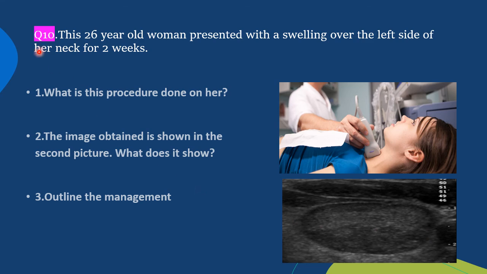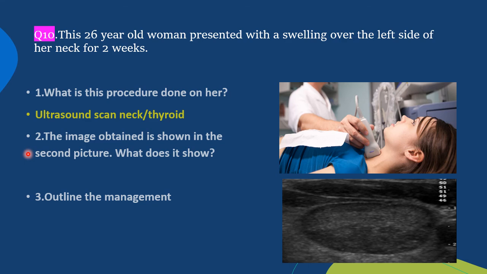Question number 10. This 26-year-old woman presented with a swelling over the left side of her neck for 2 weeks. What is the procedure done on her? Okay, this is the patient, ultrasound probe. Okay, the examiner placing an ultrasound probe, and this is the ultrasound scan of the neck and thyroid.